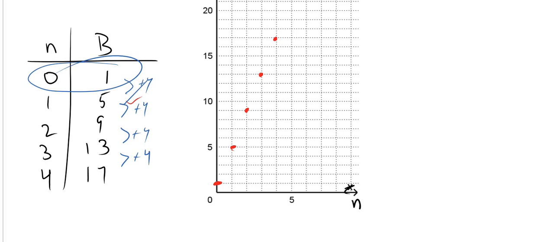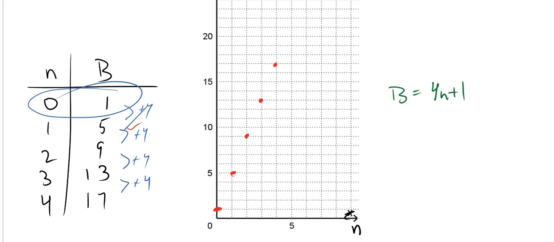And then when we graph the pattern, I'm going to start. The start is my start. Right? What was our table? So N and B: 0 was 1, 1 was 5, 2 was 9, 3 was 13, 4 was 17. So I'm graphing these numbers.